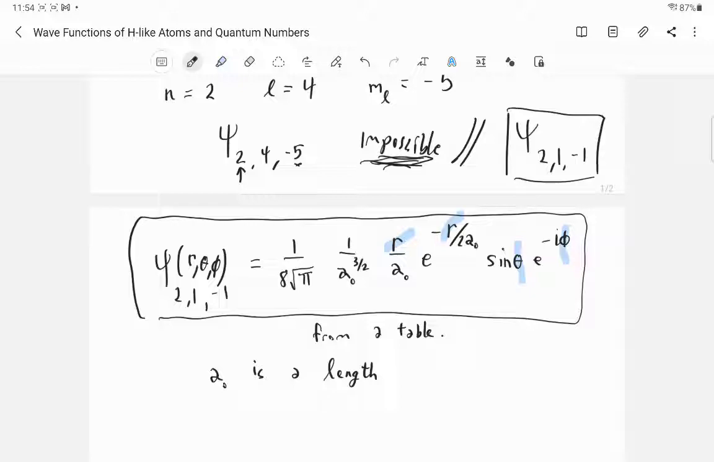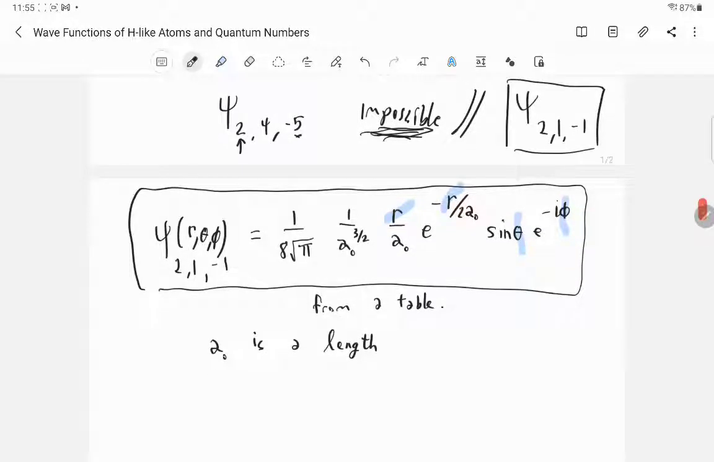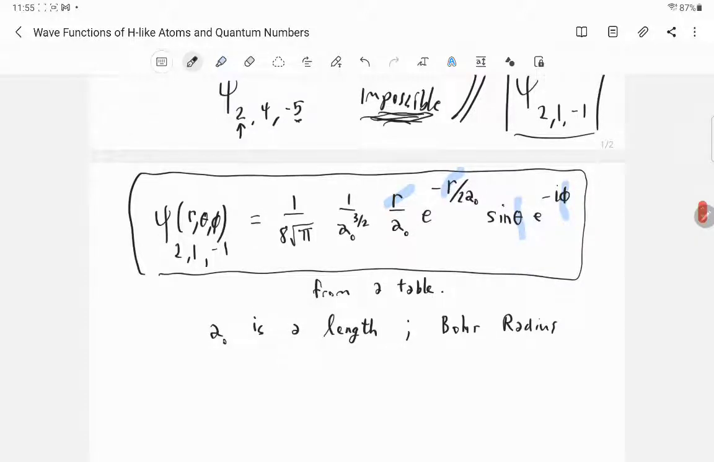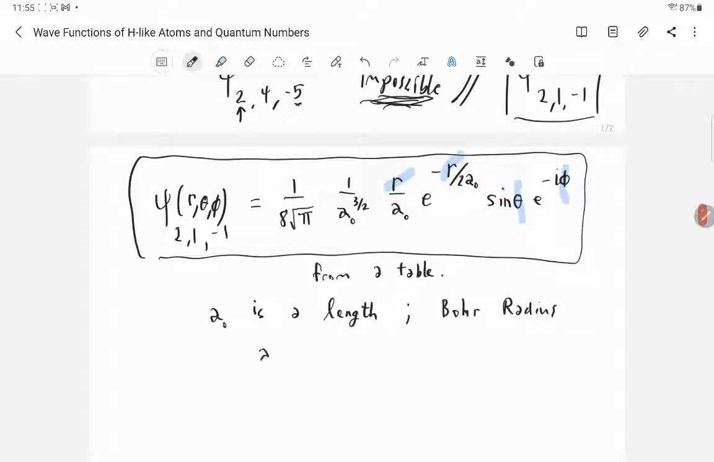I realized that I didn't have an expression for a sub 0 ready, so I'm just looking it up, just like anybody else would. Sorry about that. A sub 0 is the Bohr radius. It would have been defined when you learned about the Bohr model of the hydrogen atom, so we get to recycle the meaning of this thing. I just looked it up; I had to pause the recording.